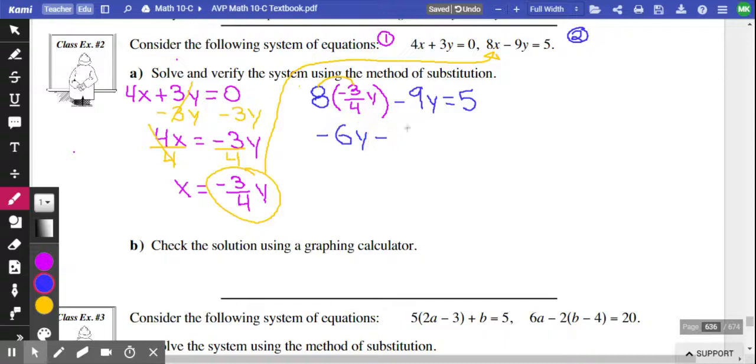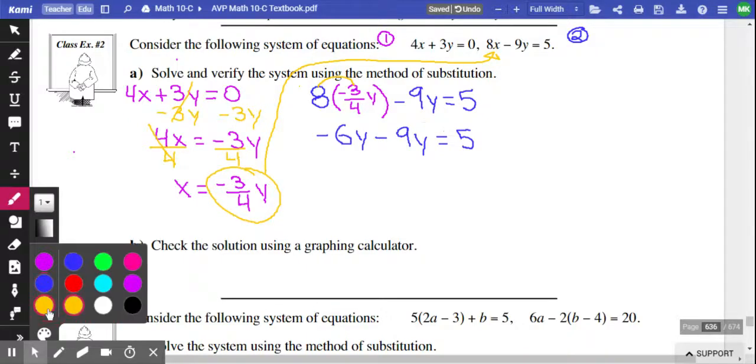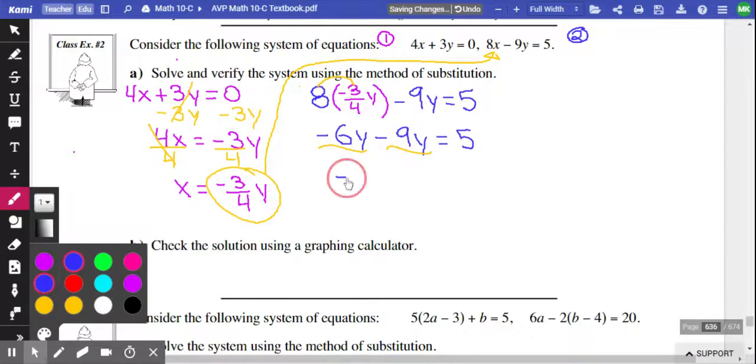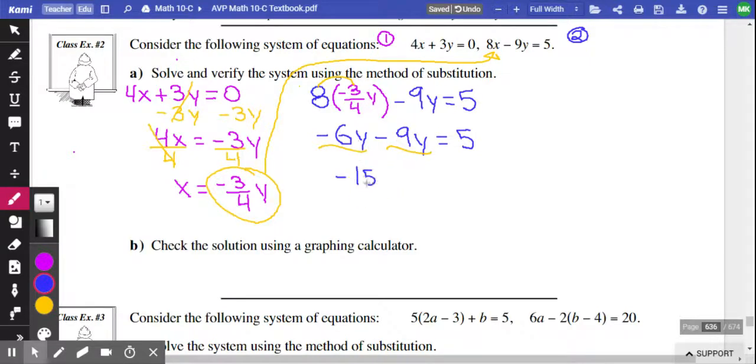Everything else stayed the same. So I expanded, and I got that. Anytime I expand, I try to collect like terms. Like terms are same letters, right? I do have two things that are the same letter on the same side. I have a negative 6y and a negative 9y. Those can combine to be negative 15y equals 5.